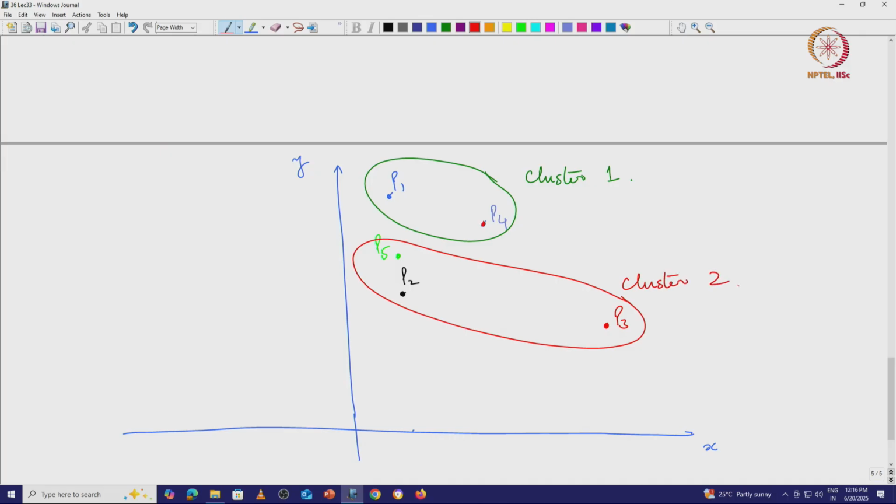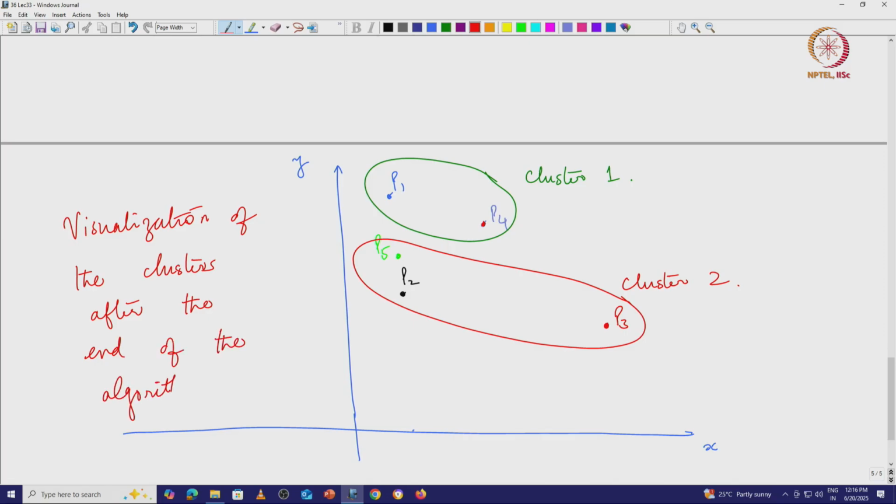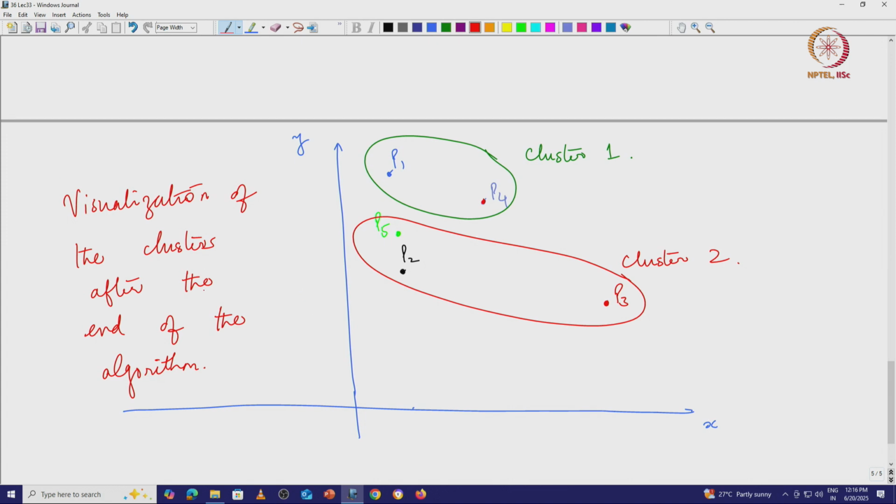Okay. So what we have done here is a visualization of the clusters after, right, the end of the algorithm. Now like I said, this is done for a toy data set, but is still somewhat instructive, and I encourage you to do it with other data sets as well. Okay. I hope you found this example instructive.